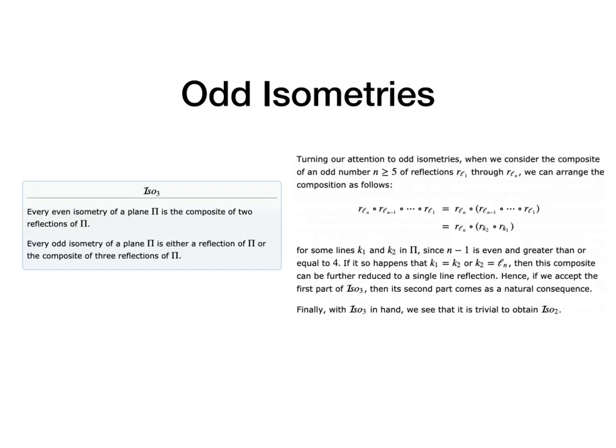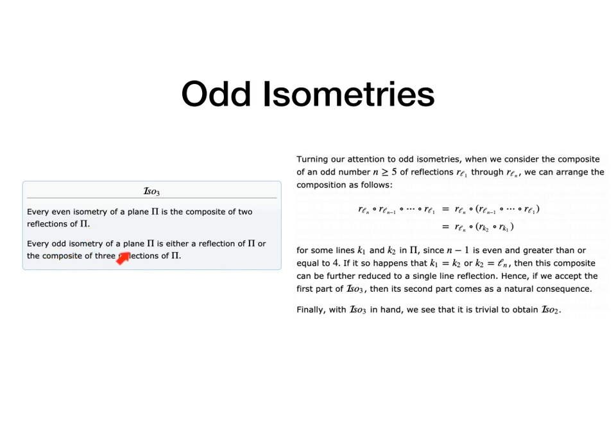Now, all of those were even isometries, meaning I was reflecting over an even number of lines. Odd isometries occur by reflecting over an odd number of lines. So every even isometry of the plane is the composite of two reflections of the plane. So if I have a reflection over an even number of lines, I could have gotten the same result just by reflecting over two lines.